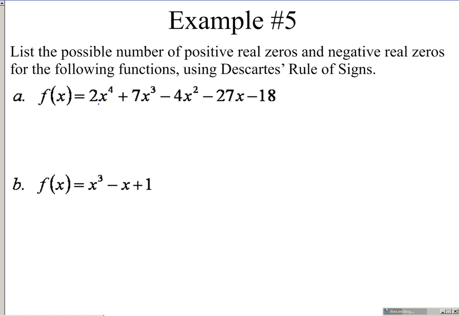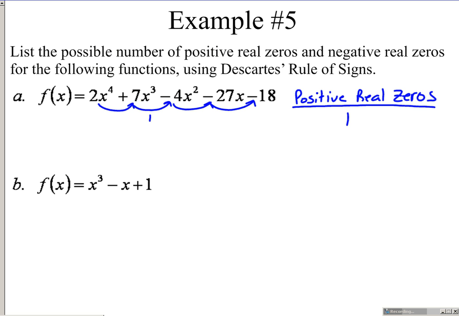I simply count the number of sign changes from term to term. Positive to positive, no change. Positive to negative, there's one sign change. Negative to negative, that stays the same. Negative to negative, that stays the same. There was only one sign change, so that tells us the number of positive real zeros for this function has to be 1.